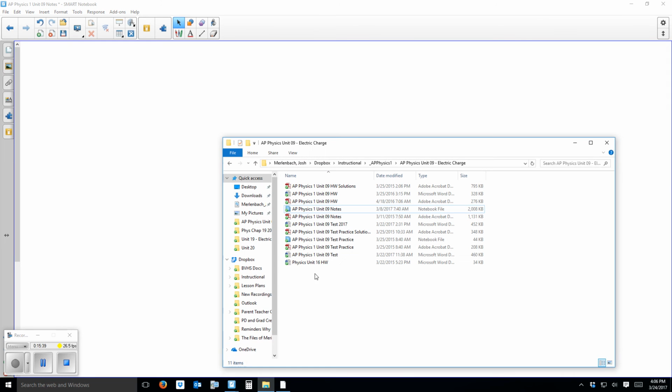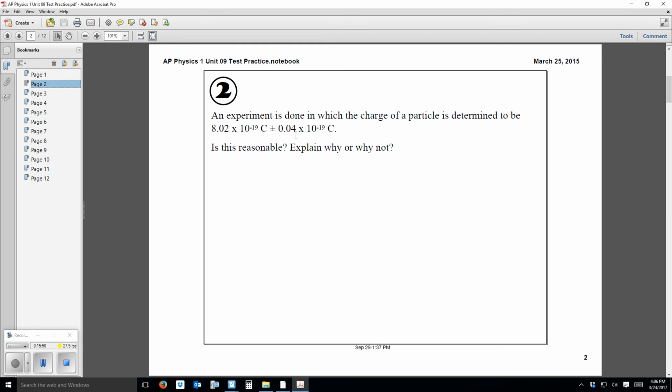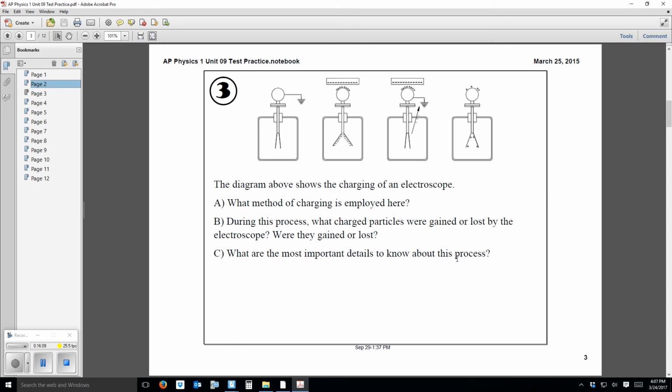Again, we ran through these in class, but again, converting between coulombs and elementary charges, counting those elementary charges if you are given protons and electrons, and getting those into coulombs. Realizing that you have to have a whole number multiple of elementary charges, so convert this coulombs into elementary charges. If it's a whole number, we're all good. If it is not, we're all bad. Knowing how to charge an electroscope by induction as well as by conduction.